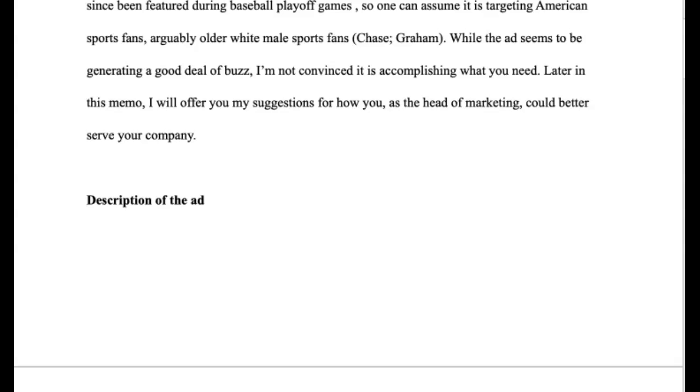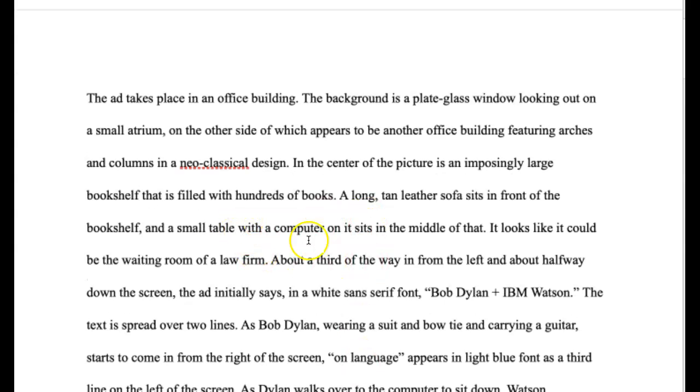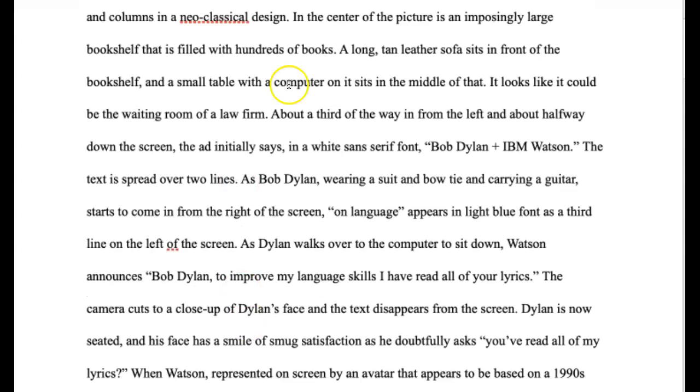It starts off with the setting. In the center of the picture, along the left, about a third of the way in from the left. So there still tends to be a lot of spatial description for what's shown on the screen. But there's also a lot of chronological organization.